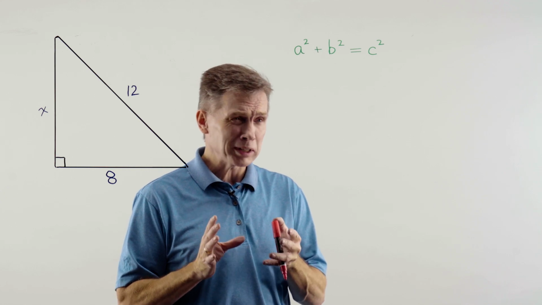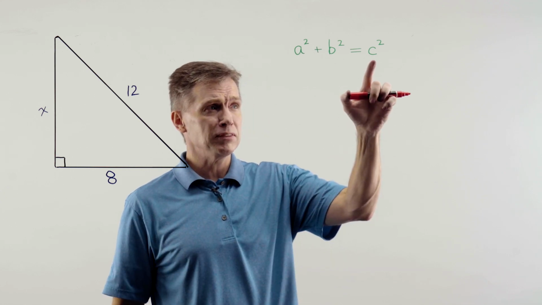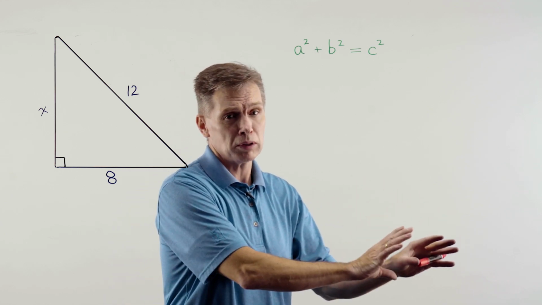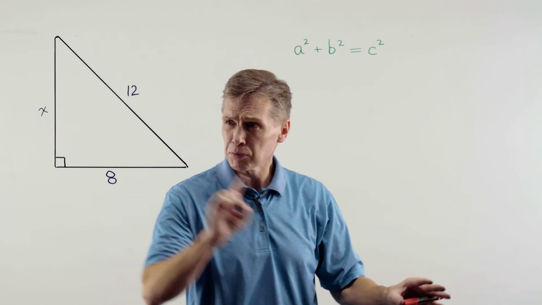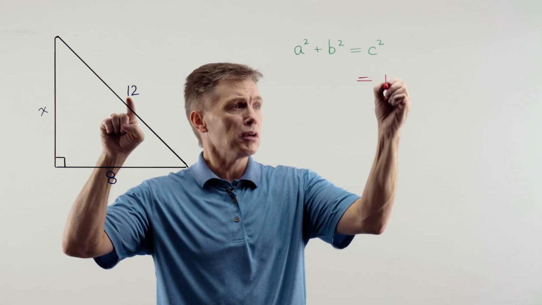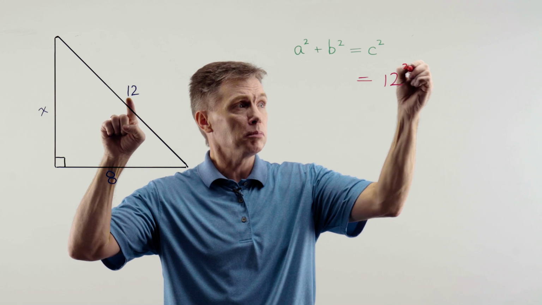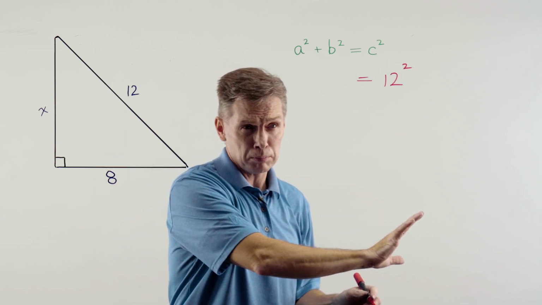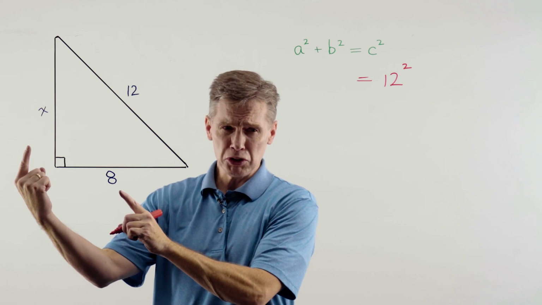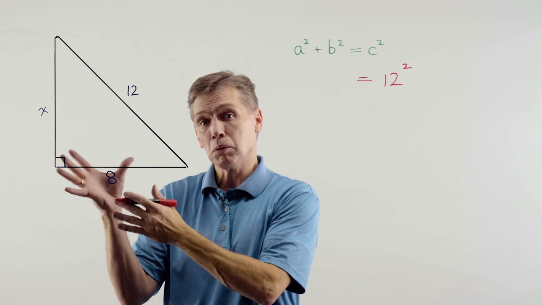The only warning I'd have for you is to make sure that c is the hypotenuse, the side that's alone on one side of the equal sign. For me, that'll be the 12. So make sure the 12 ends up squared, of course, but by itself on one side of the equal sign.